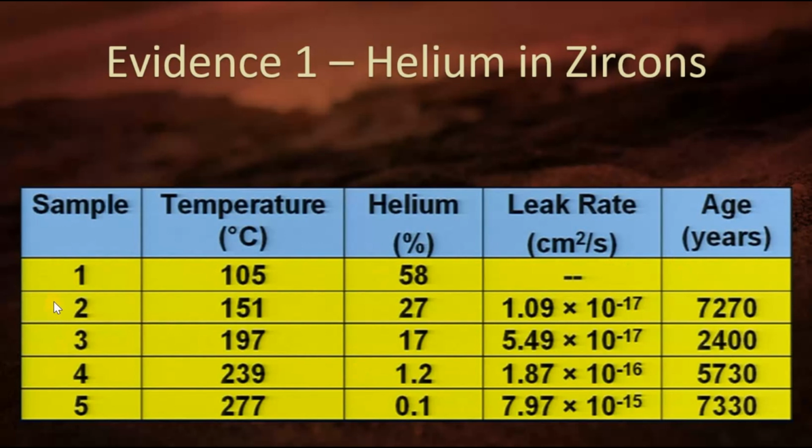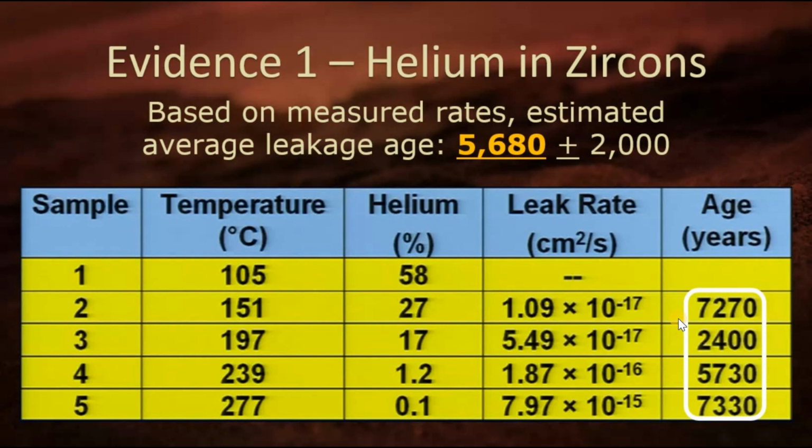So what they did was, when they measured the amount of helium, they gave an estimated age of the helium leak rate. And the different samples range from 7,270 to 2,400. So based on the measured rates, operational science at work, the estimated average leakage age is 5,680 years, plus or minus 2,000. So basically they proved that using this clock, helium, it matches the 6,000 years that the Bible teaches.